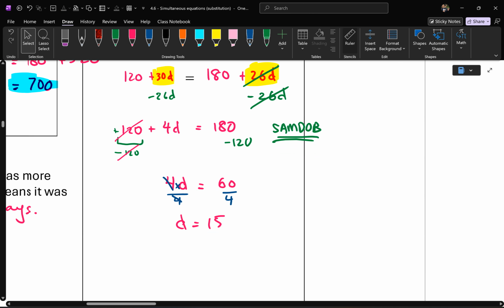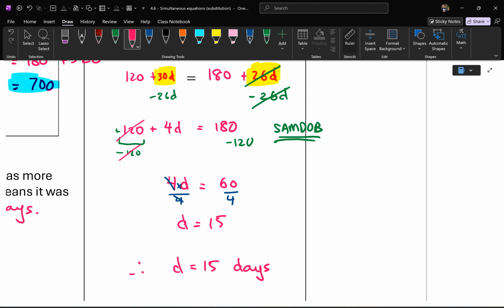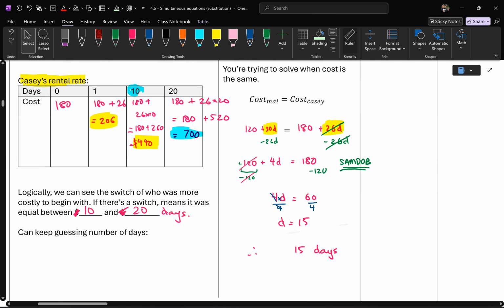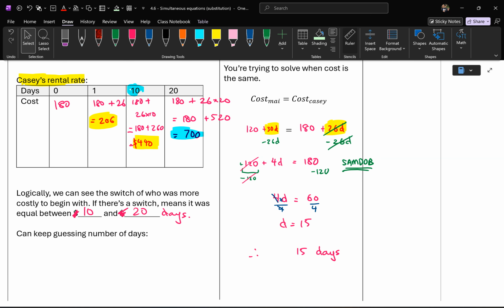So what does that mean? It takes 15 days for it to equal. So that means if I want to use Casey's hiring company, I just have to check that I'm going to hire for more than 15 days. If I hire for more than 15 days, it's a lot cheaper to go with Casey. If I hire for less than 15 days, I'll go with My.